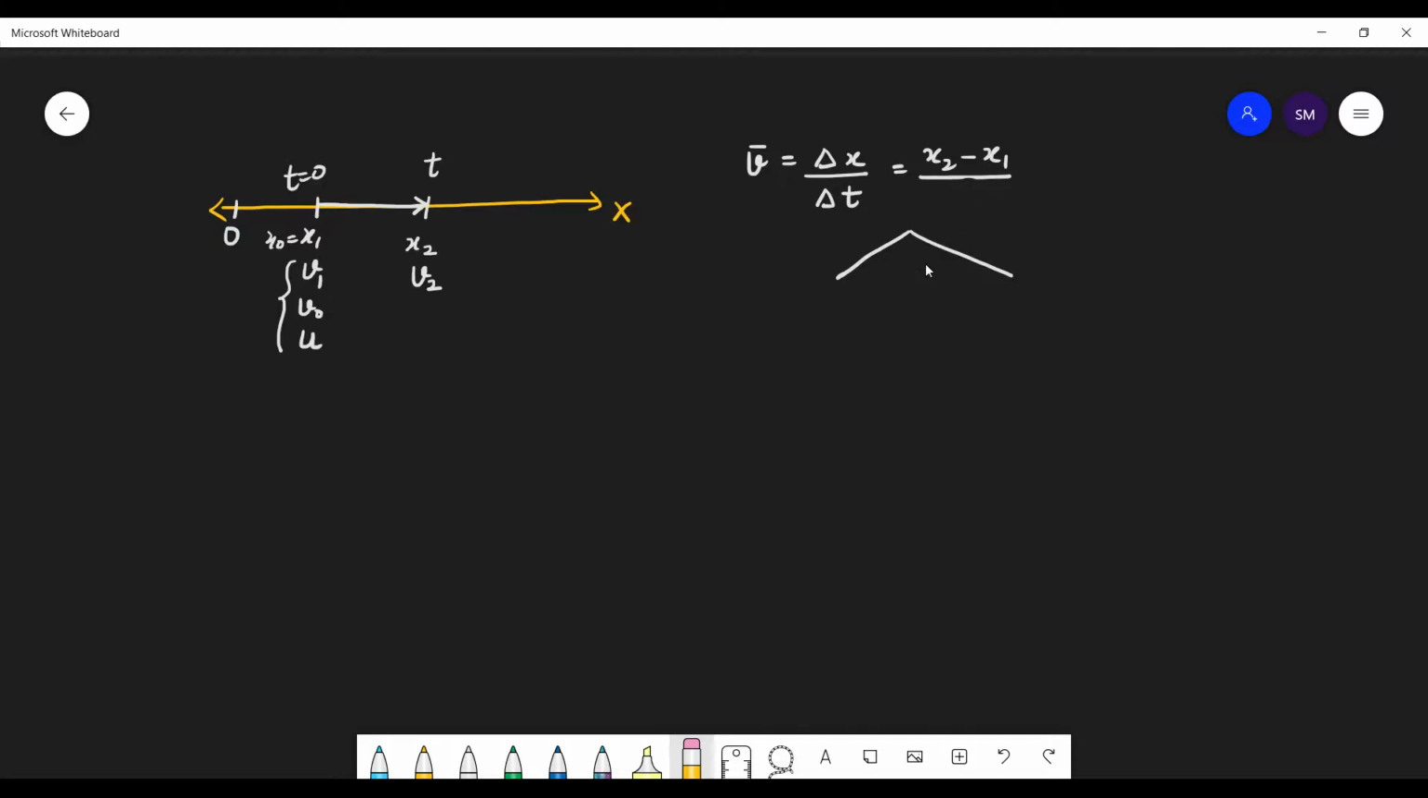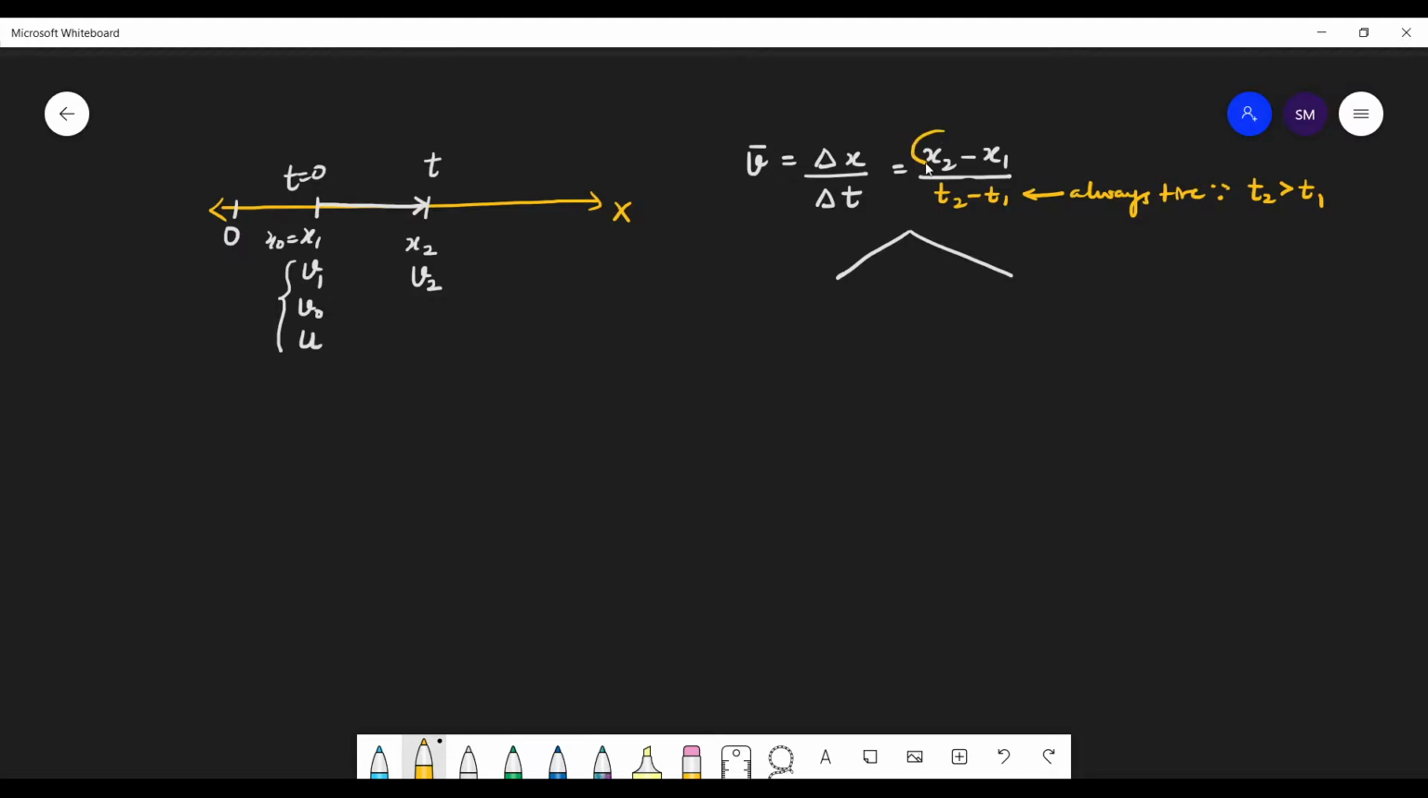See, delta t will always be positive, t2 minus t1. So this quantity will always be positive because t2 is always greater than t1.